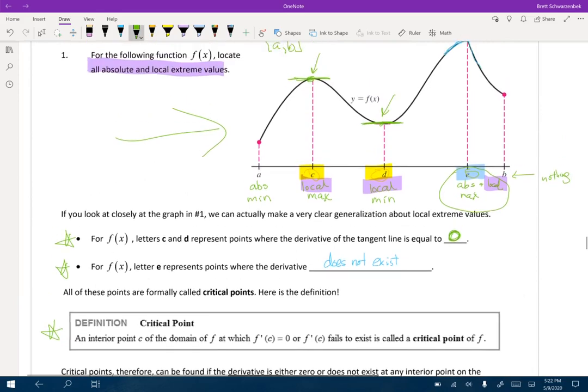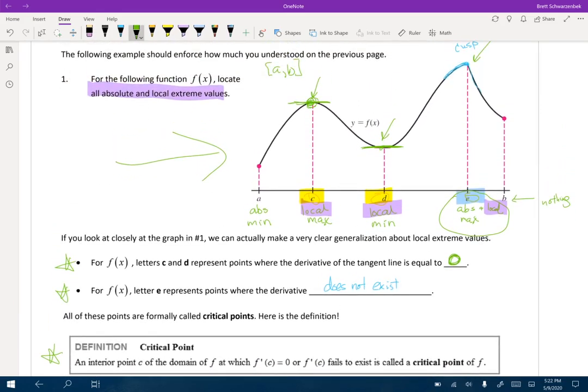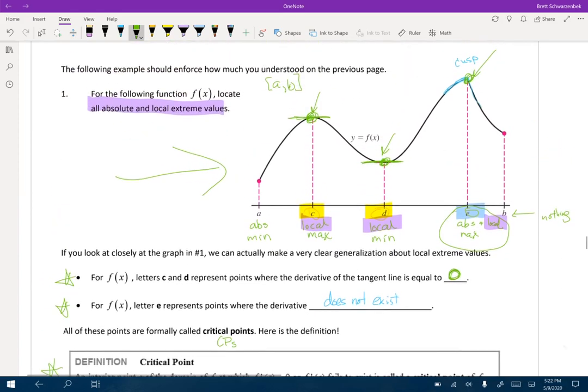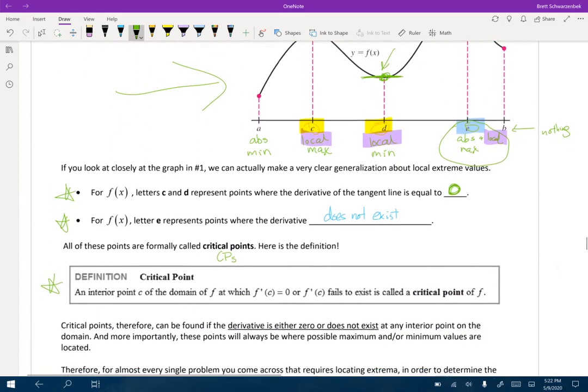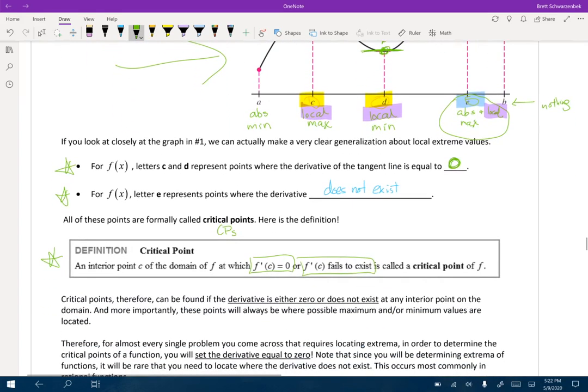So all of these points are called critical points. Specifically, these points right here are called critical points. I call them CPs, by the way, because we do a lot of work with them, so we don't have to keep writing it out. They are called critical points, and they always occur wherever the derivative is 0 or the derivative fails to exist. So it all sort of came together there. Hopefully you understand the concept.